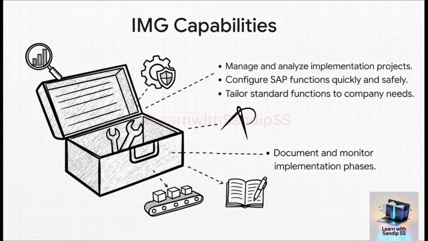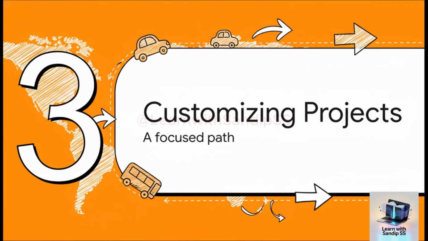But here's the thing. The IMG is so much more than just a passive list of tasks. It's an active toolkit. It helps you manage the whole project, tailor the system to fit a company's needs, document everything you do, and, this is absolutely crucial, transfer all your settings safely and consistently from your test system to the live one.